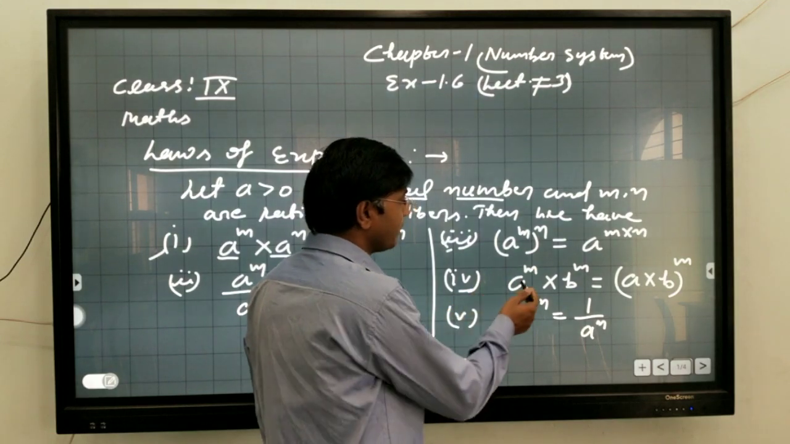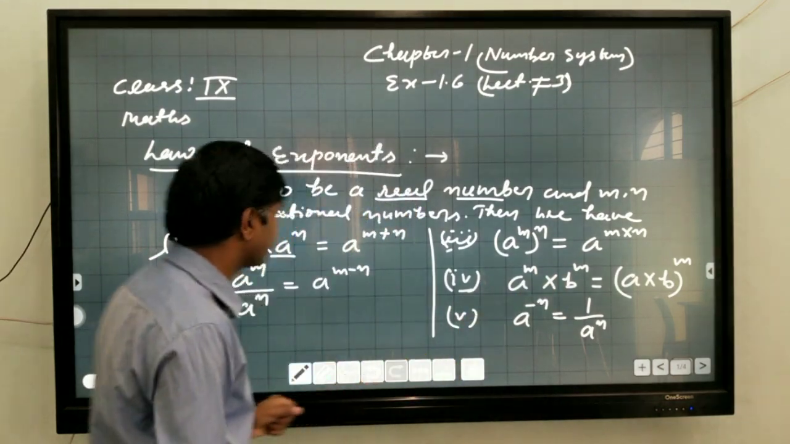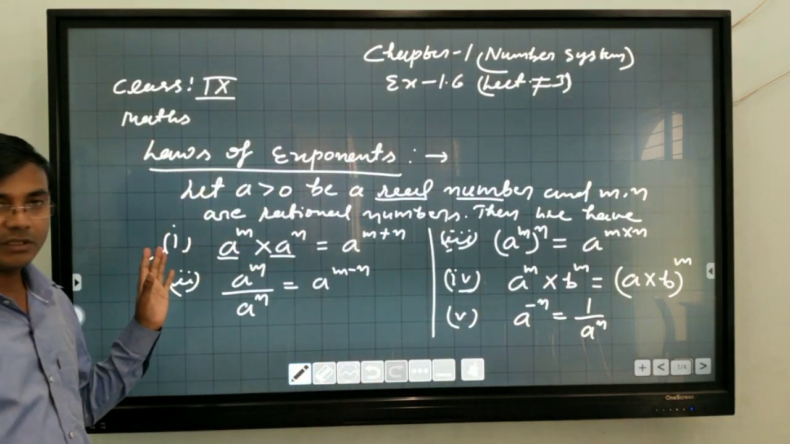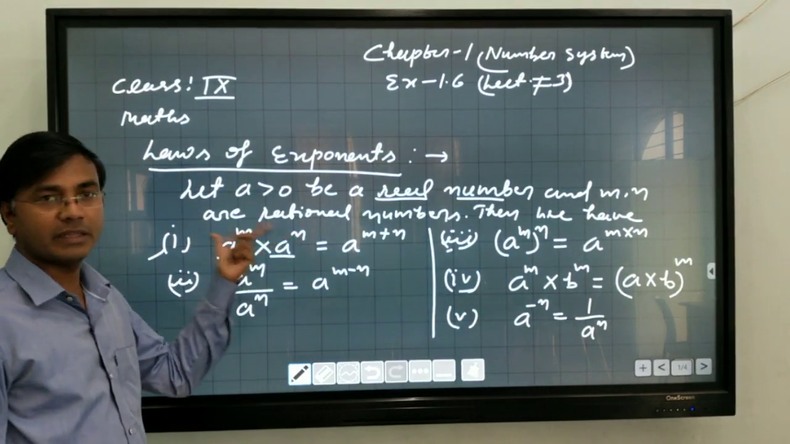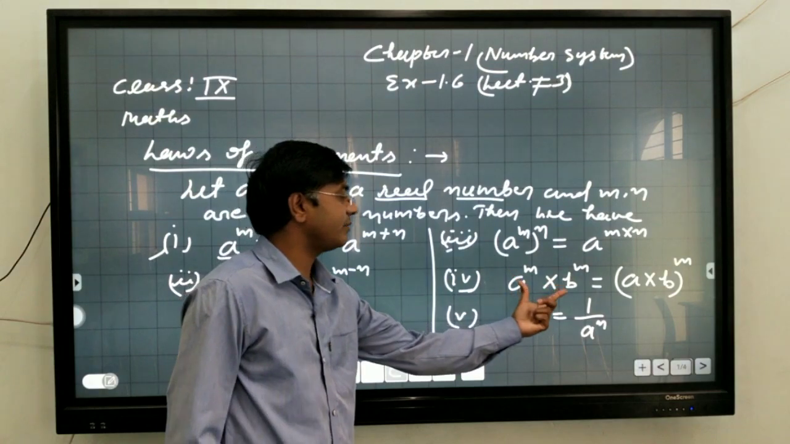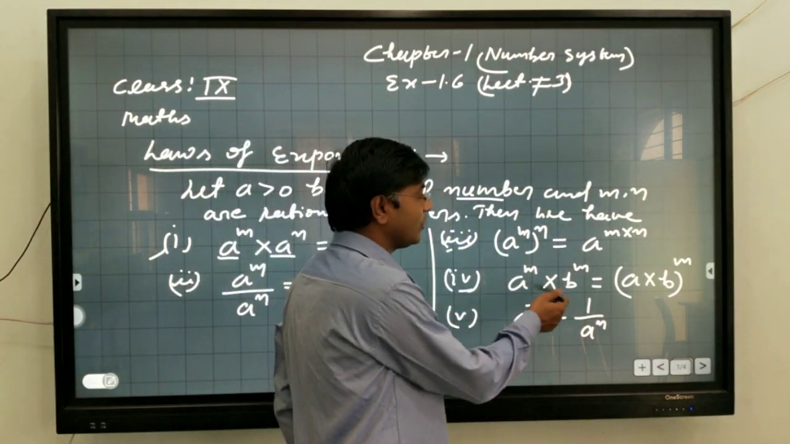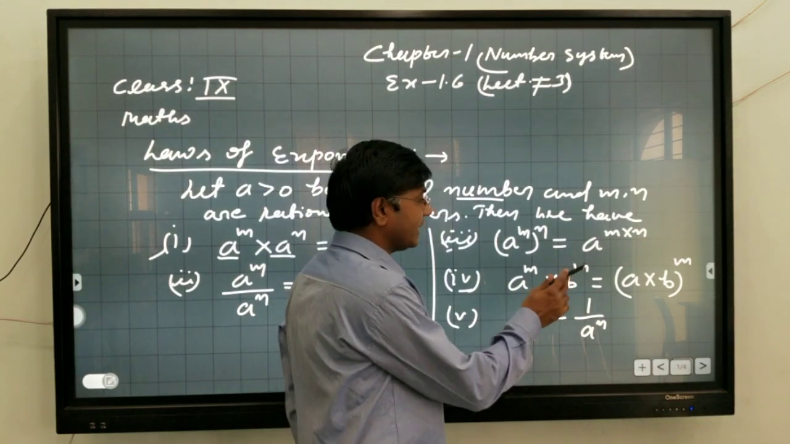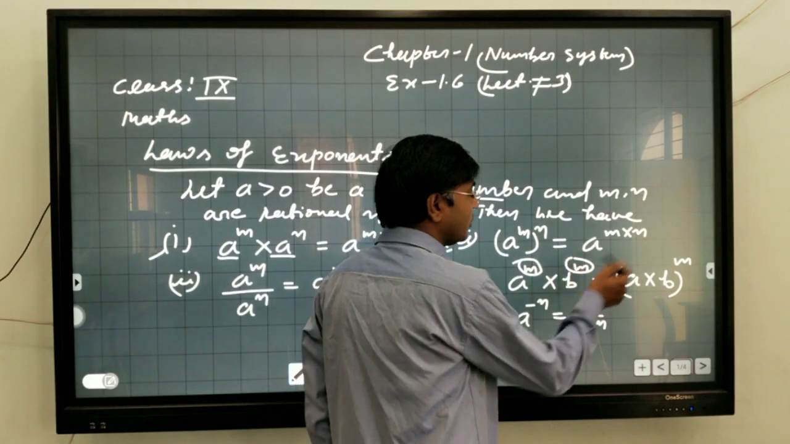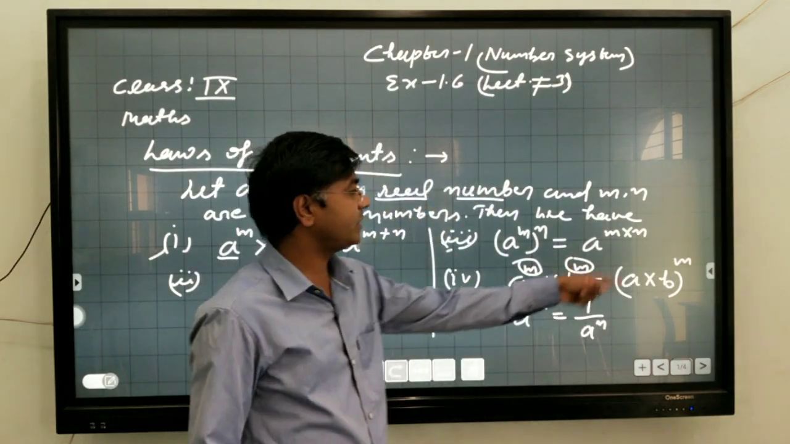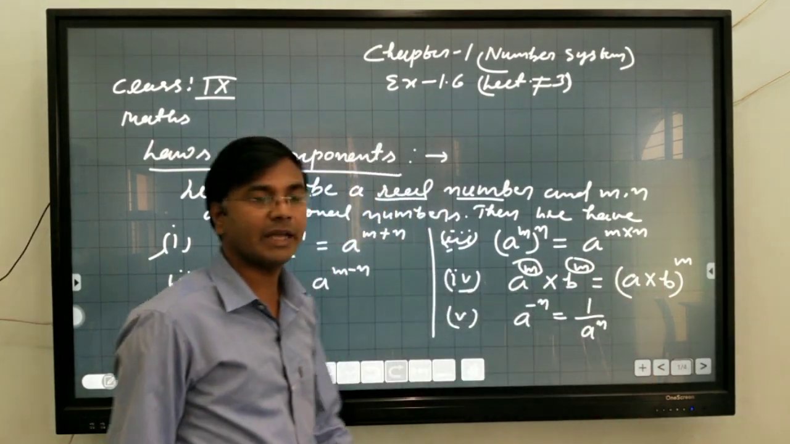Rule 4: a to the power m and b to the power m. It's like property first, but there is a difference. There it was the same base and different exponents, and here it is the same exponent and different bases, that is a and b. Two different bases are there. So we write a into b, and this exponent m can be applied to both of the numbers together, that is a into b to the power m.